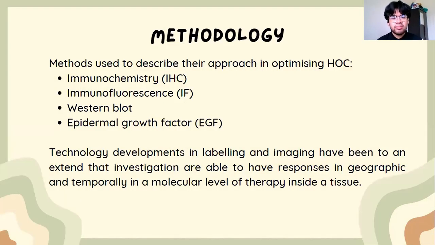So how do they approach optimizing the HOC? There are several methods, and we listed 4 of them: immunohistochemistry, immunofluorescence, Western blot, and also epidermal growth factor. Besides, technology developments in imaging have advanced to the extent that investigators are able to see responses geographically and temporally, at a molecular level, of a therapy inside a tissue.